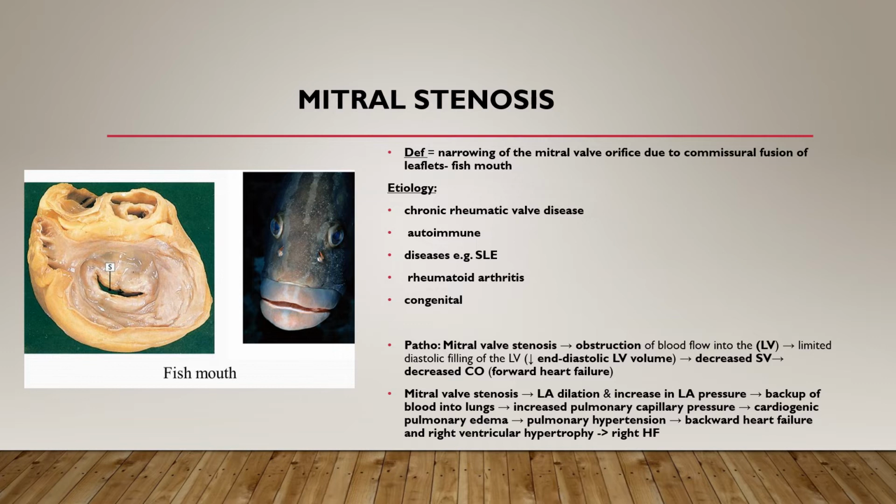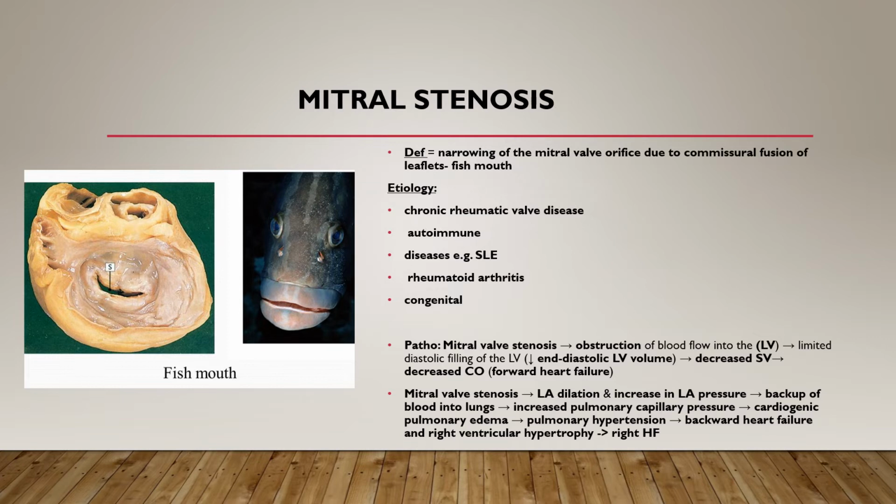Some typical causes are autoimmune; it could be due to systemic lupus, chronic rheumatic valve disease, rheumatoid arthritis, or it could just be congenital. Now, in terms of pathogenesis, if there is stenosis of the mitral valve, it's going to obstruct flow of blood from the left atrium into the left ventricle. And so less blood will pool into the left ventricle, which decreases diastolic filling. There will be decreased end diastolic left ventricular volume, and if there's less filling of the left ventricle, there will be a decreased stroke volume, which is going to further decrease cardiac output and perfusion of organs and hence lead to forward heart failure.